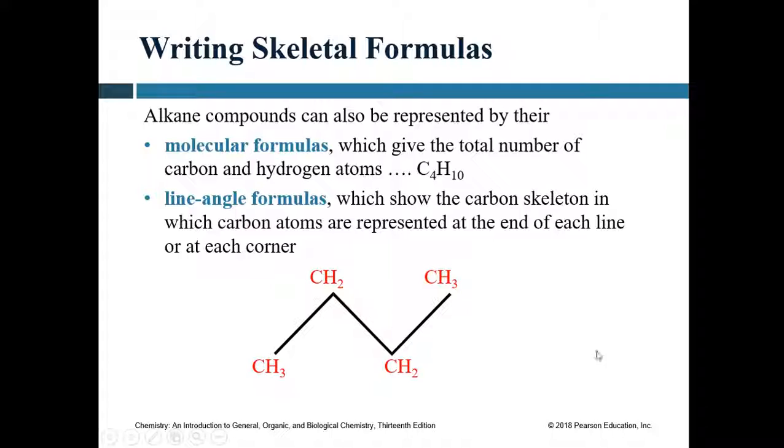Or another way would be the line angle formula. I call it the zigzag formula, which shows the carbon skeleton in which carbon atoms are represented at the end of each line or each corner. So here's a corner or an end. So 1, 2, 3, 4. So this would be butane. Why? Because it's got 2 corners and 2 ends. So every time we have that, it represents a carbon atom.